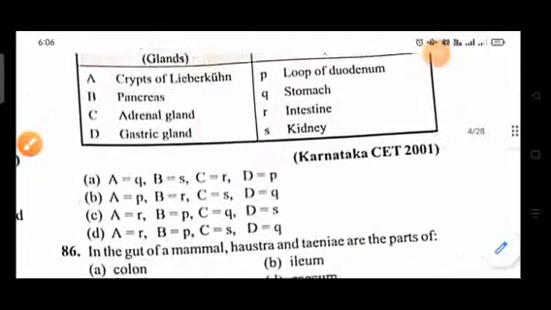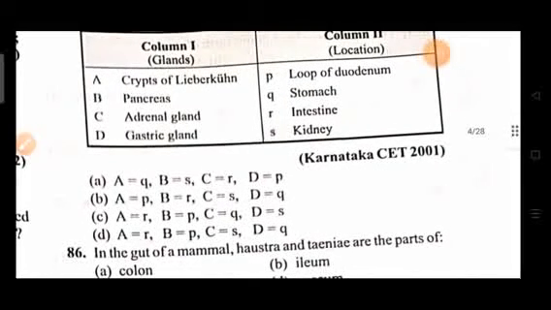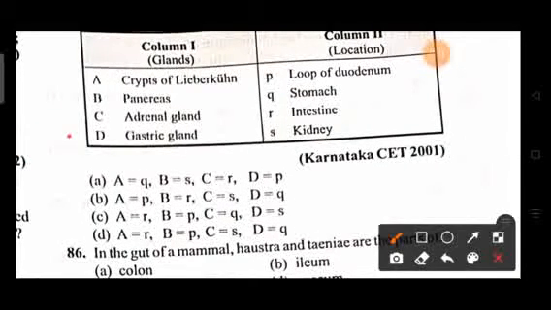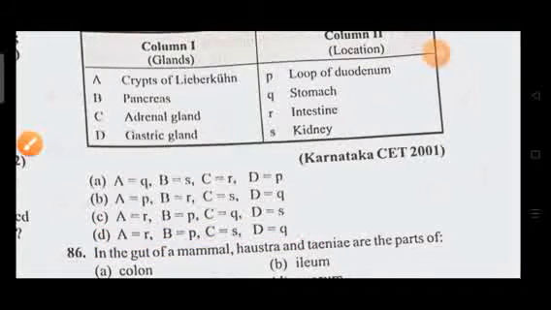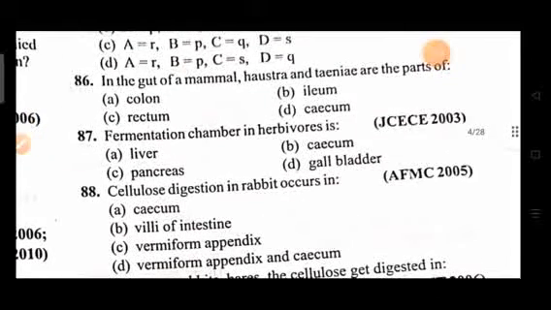So we can go with option D, because by matching the matrix questions we can do this question. Next, coming on to the next question.